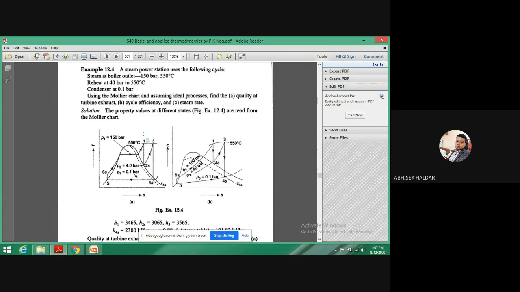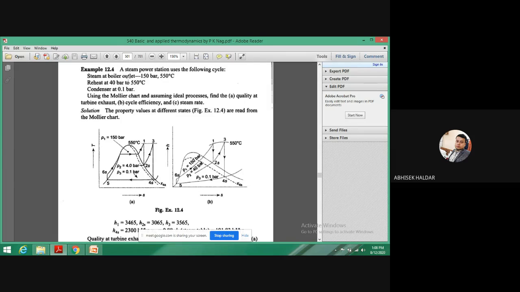If it is given in the problem, it may be two reheats. Two reheats mean how many turbines? Three turbines, right? High pressure turbine, intermediate pressure turbine, and low pressure turbine. So if two reheats are mentioned, obviously two pressures will be given.